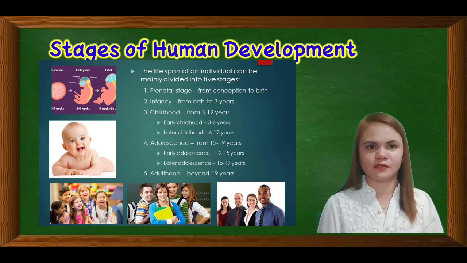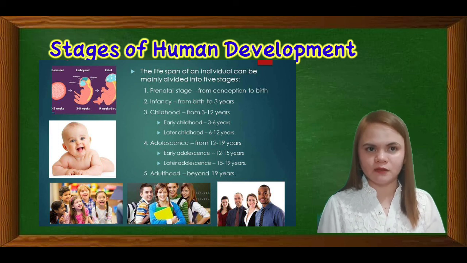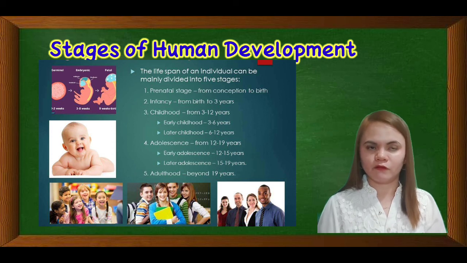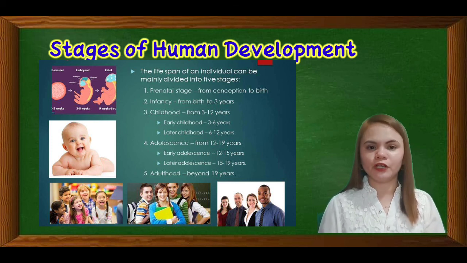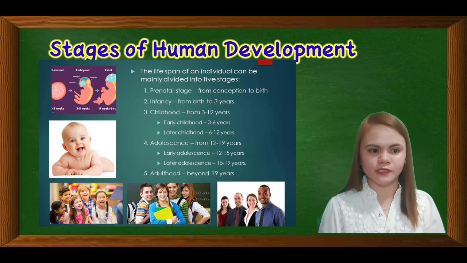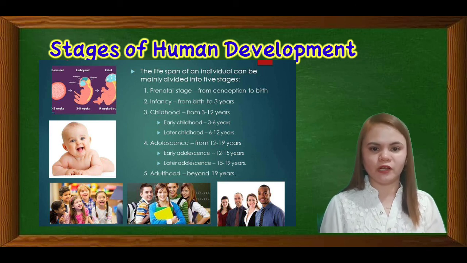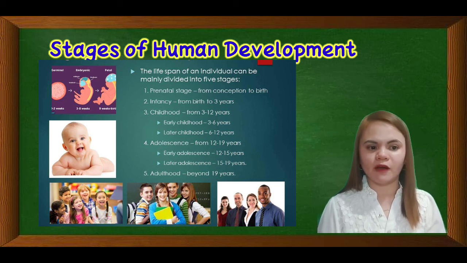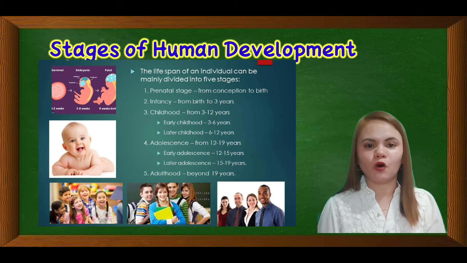Number 4 is adolescence, from 12 to 19 years old. There are 2 types of adolescence: the early adolescence, from 12 to 15 years old, and the later adolescence, from 15 to 19 years old. It is the period of psychological and social transition between childhood and adulthood. Example characteristics of adolescence are achieving mature relationships with both sexes, achieving a masculine or feminine social role, and accepting one's physique.